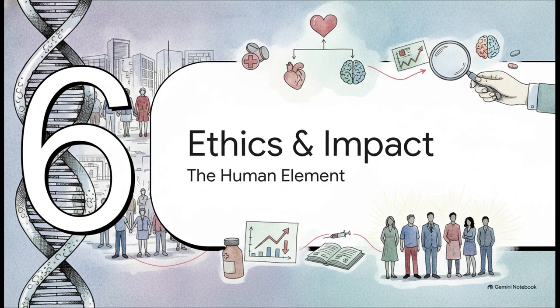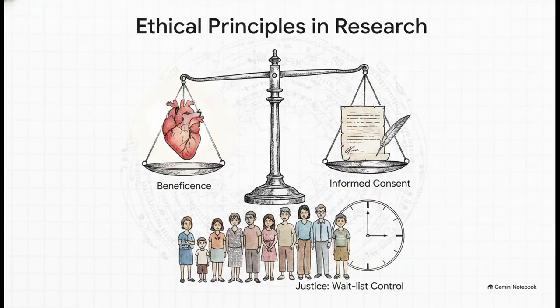Let's conclude our explainer by looking at the profound responsibilities researchers hold. Because when you're dealing with medical treatments or social policies, real human lives are on the line. The Belmont Report outlines the essential ethical principles researchers must follow when working with human subjects: respect for persons through informed consent, beneficence to maximize benefits and minimize harm, and justice for fair inclusion and exclusion.